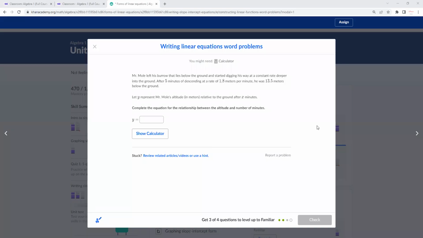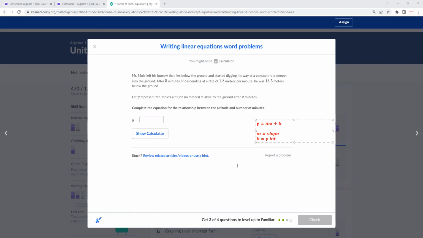Okay, so the key to word problems is understanding what you're reading. There's really no technique to teach you in order to understand word problems. It just takes practice. Understanding what you're reading, how to set up the equation. You know that the slope-intercept form is y equals mx plus b. M is the slope. B is the y-intercept. So you need to see while reading this, what's my slope?